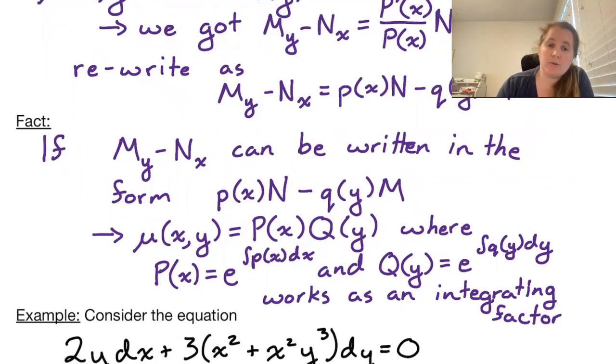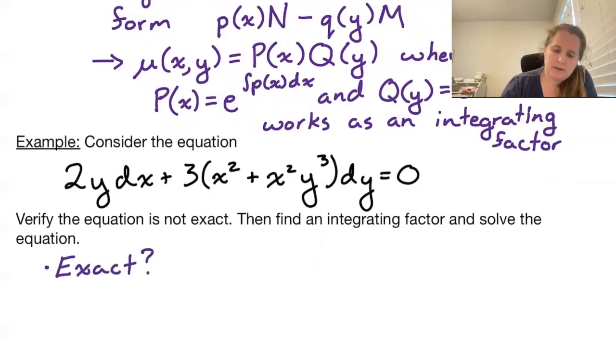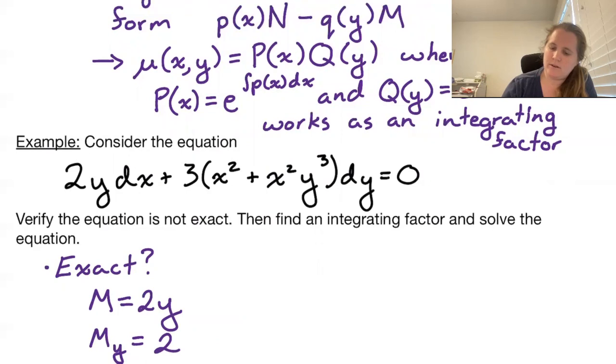So let's go ahead and just work through an example. Let's consider the equation 2y dx plus 3 times, in parentheses, x squared plus x squared y cubed, dy equal to 0. So first, let's just make sure the equation is not exact to start with. So our M here is 2y. So My is 2. And I'm going to write N in the format 3x squared plus 3x squared y cubed.